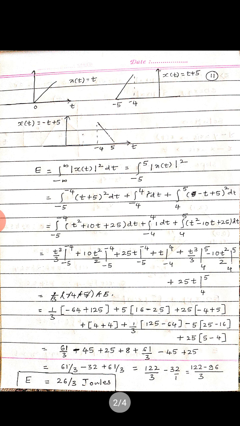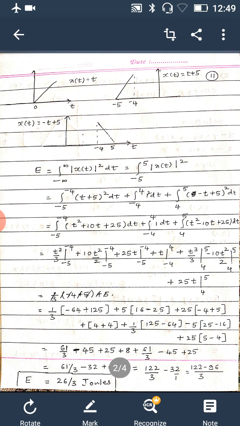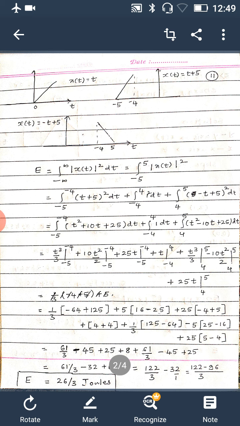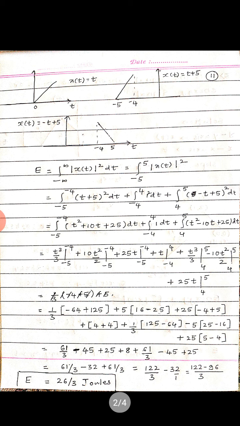So this is a time folded version of the previous signal, that is minus 5 to minus 4. Here t becomes minus t, so the next signal will be x of t is equal to minus t plus 5 u. So now we come to know what is the signal x of t defined for minus 5 to minus 4, what is the signal defined for minus 4 to plus 4, and what is the signal defined for plus 4 to plus 5.